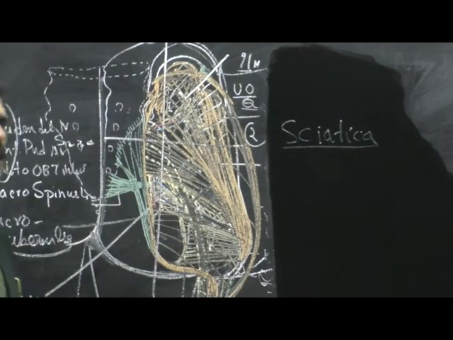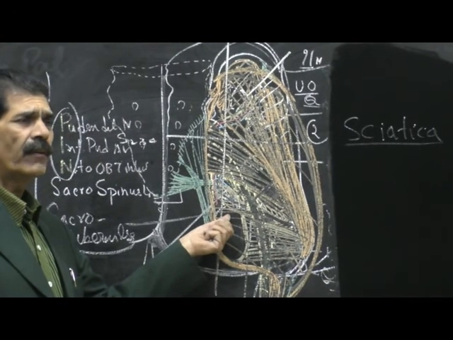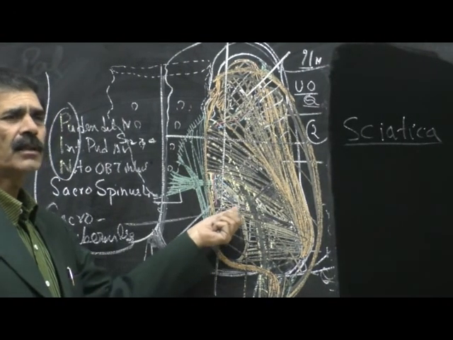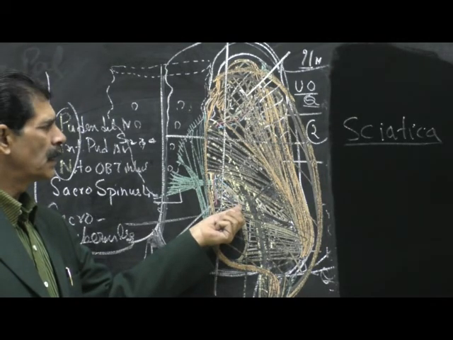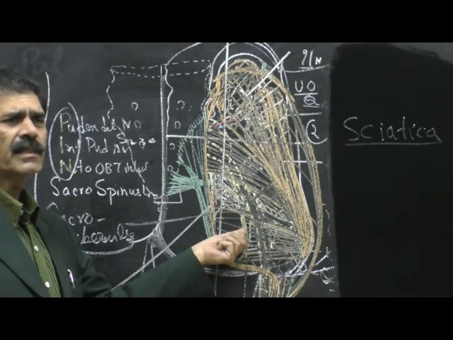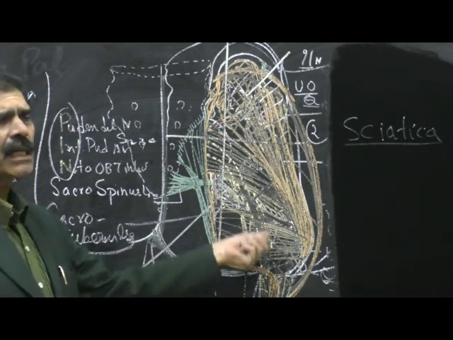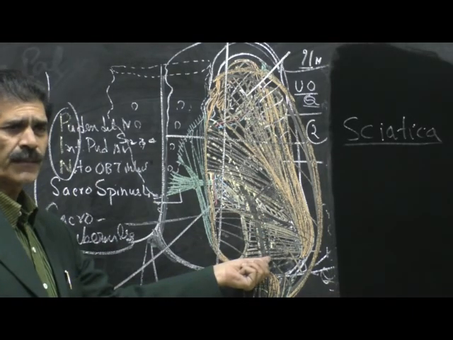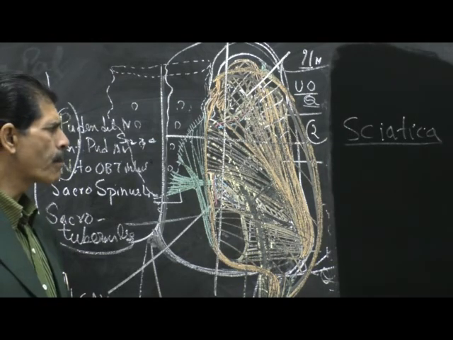Now sciatica is the root pain along the distribution of the sciatic nerve, and the patient feels weakness of the muscles supplied by the sciatic nerve along with the painful condition also. So pain referred along the sciatic nerve is called sciatica. There are so many reasons for sciatica.